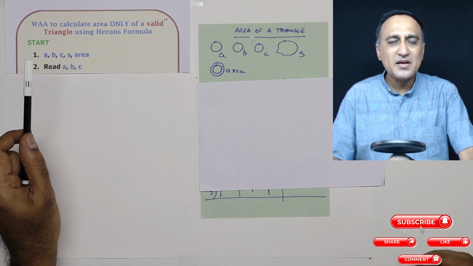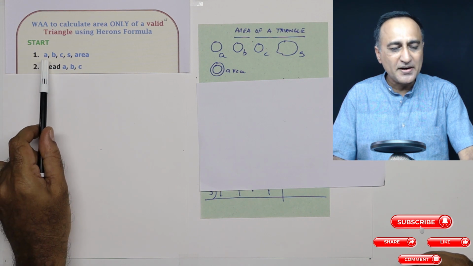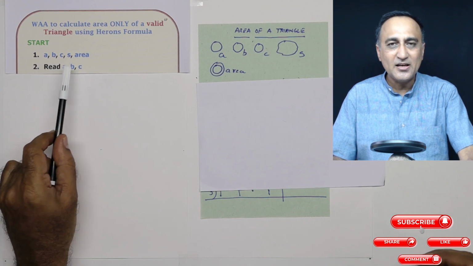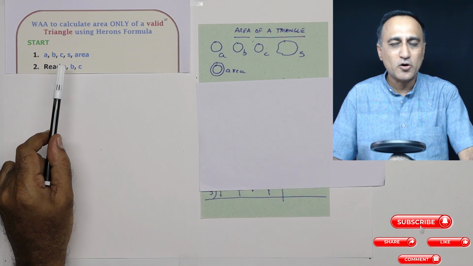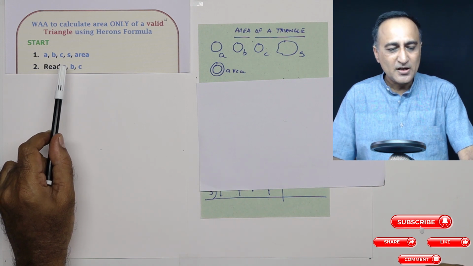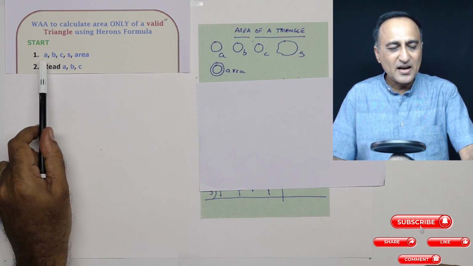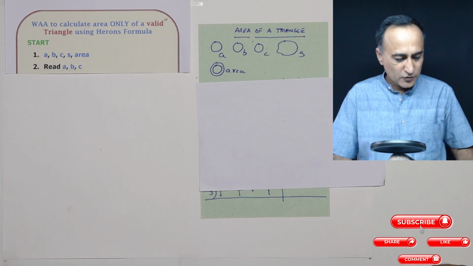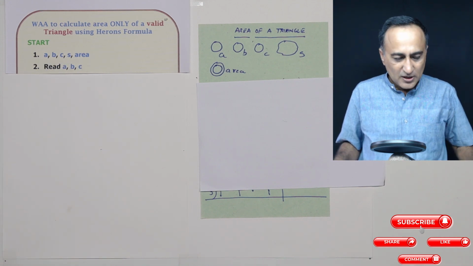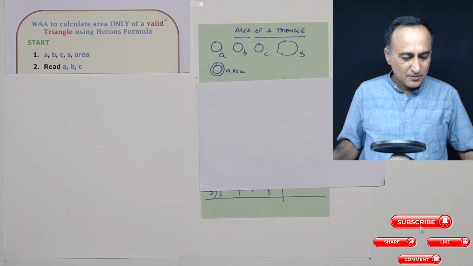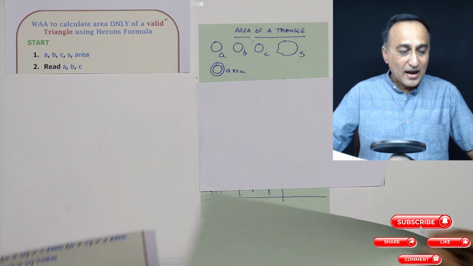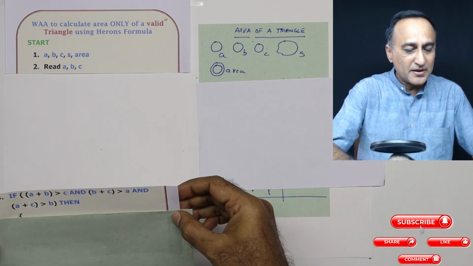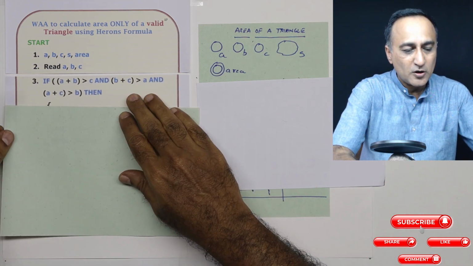I have not given them any values because I am going to read the three sides of the triangle from the user via keyboard or any other device he prefers. Since I am going to calculate S and area, I have not bothered to give initial values for them. Now the next step: before I can calculate the area of a triangle, I need to first check whether that particular triangle is valid or not.